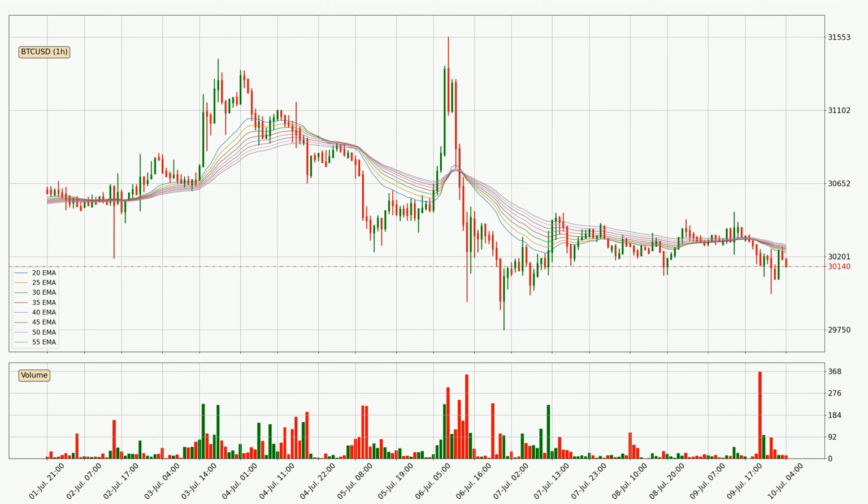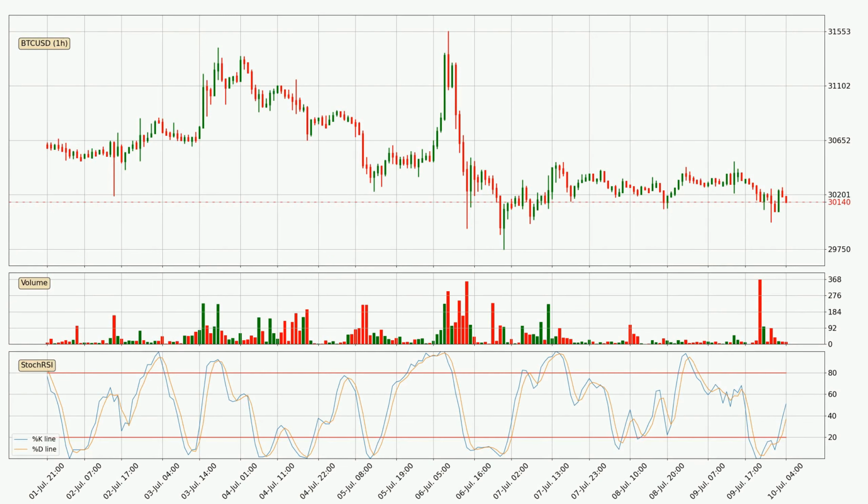Jumping to the hourly stochastic RSI, there are no signs of the stochastic RSI being oversold or overbought at this time, but the %K line is over the %D line, which means the current trend is to the upside.